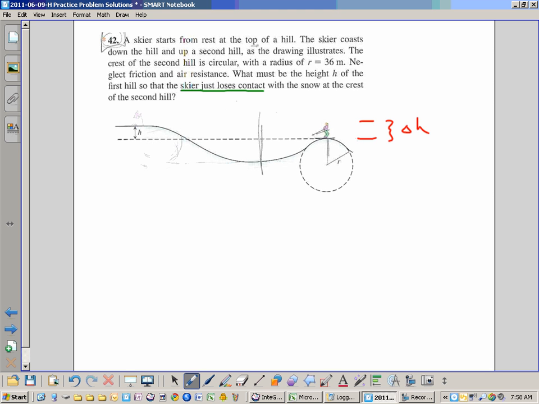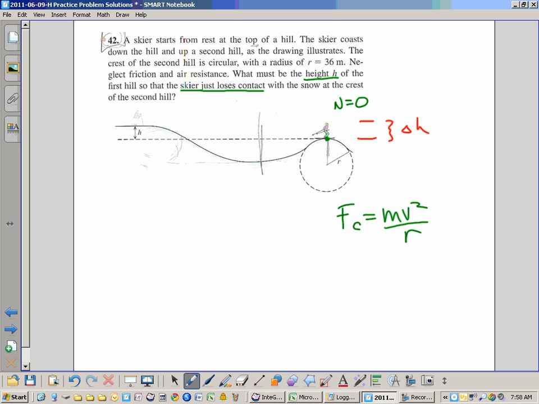So right here, what we're saying is the normal force at the green dot is equal to 0. But he's going in a circle. So do we know about forces required to make you go in a circle? Centripetal force. And what is centripetal force equal to? mv squared over r. All right? So based on that, we're going to be able to figure out his speed. Okay, so he just loses contact. What we're trying to find is h, right? I said we know h, but that's actually what we're trying to find.